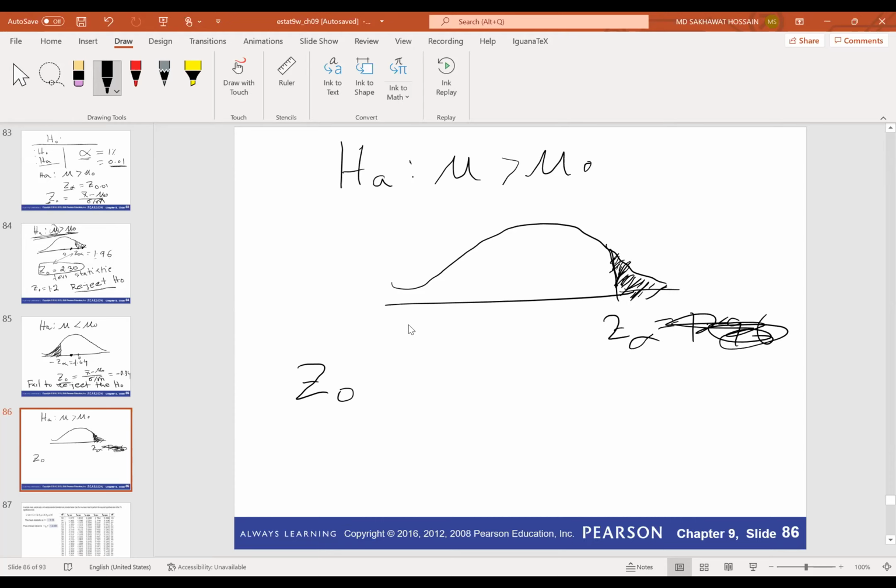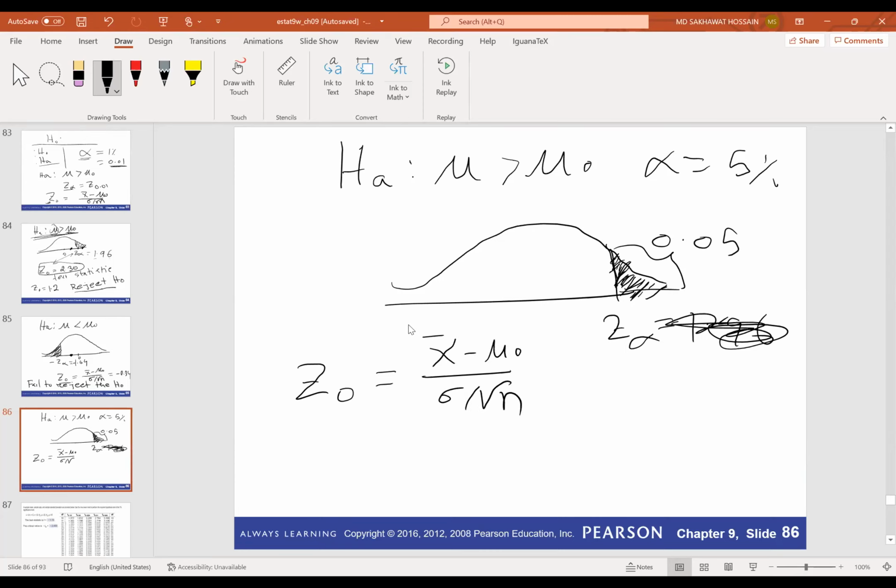Forget about the critical value. Let's consider alpha is 5%. So that means this area is 0.05. Now we'll calculate the test statistics using this formula, x bar minus mu0 over sigma over square root of n. Let's consider this value is 1.12. So 1.12 will be somewhere here.